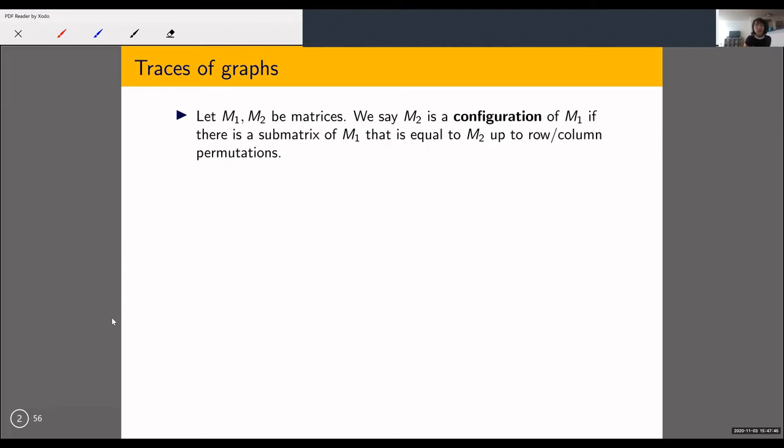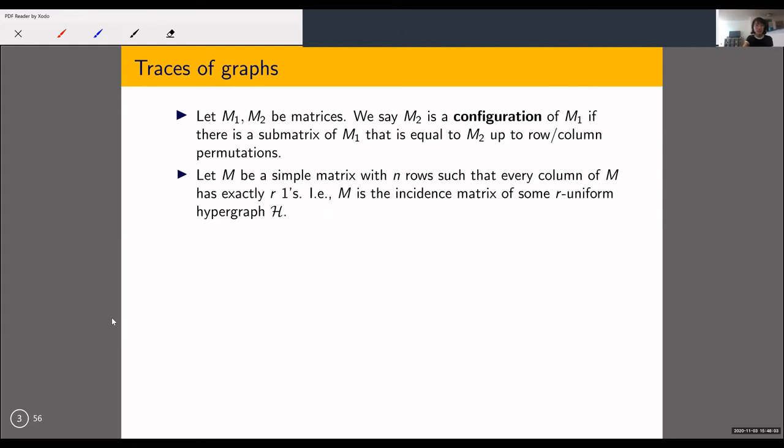All right, so here's some motivation. If we have two matrices, M1 and M2, we say that M2 is a configuration of M1 if there's some submatrix of M1 that is a row or column permutation of M2. So we contain it essentially as a submatrix. And if we have a simple matrix, which means a 0,1 matrix, with n rows, such that every column has exactly r 1s, we can view each column as the incidence vector of a hyperedge, and we're looking at an r-uniform hypergraph.